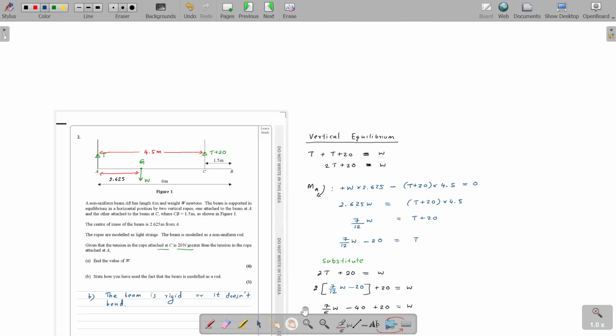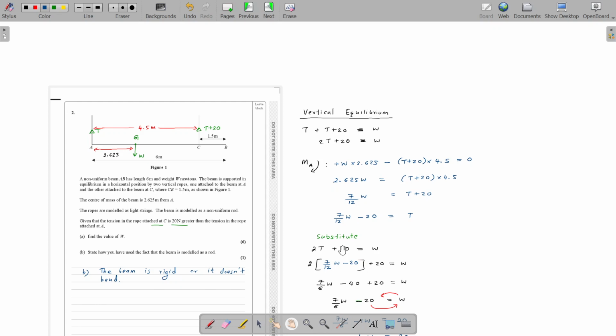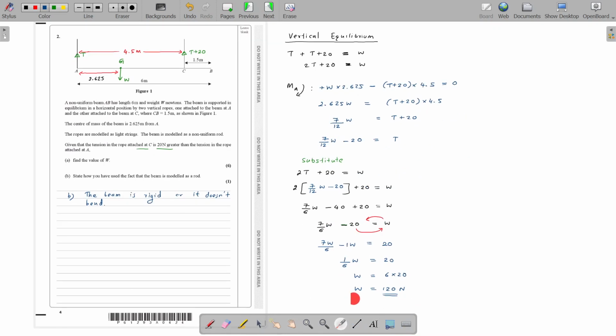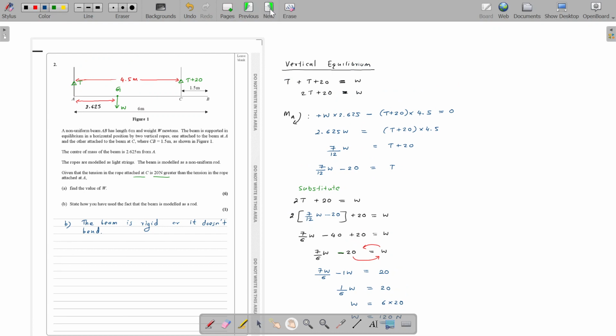Okay, so to do this sum, without going for vertical equilibrium, you just need to make two simultaneous equations here. Taking moments around A and taking moments around C, you could get a pair of simultaneous equations that also will work. There are many other ways of getting the answer, but you must end up getting the exact same answer. As long as your workings and methods are correct, you will get the full marks.